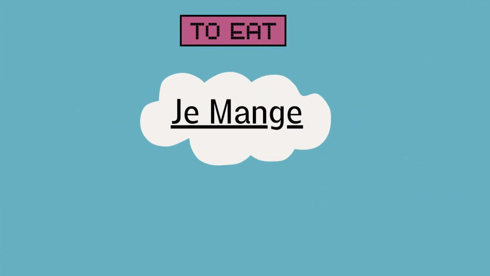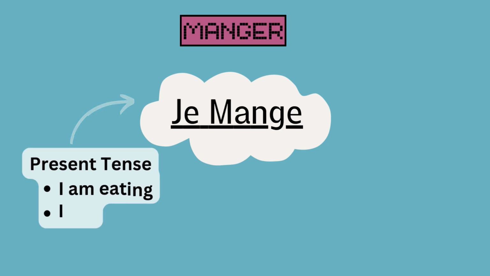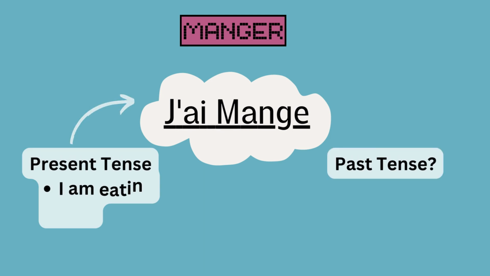Our example sentence is Je mange, which means to eat. If we translate this sentence into English, it can mean I am eating or I eat in present tense depending on the context. We are going to learn how to translate this into past tense.